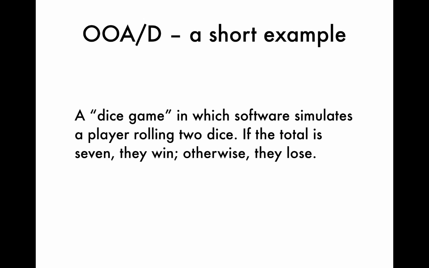Here's a short example of how to do object-oriented analysis and design. We want to build a dice game that simulates the rolling of two dice. If the result of the roll is 7, the game is won. If it's anything else, the game is lost.